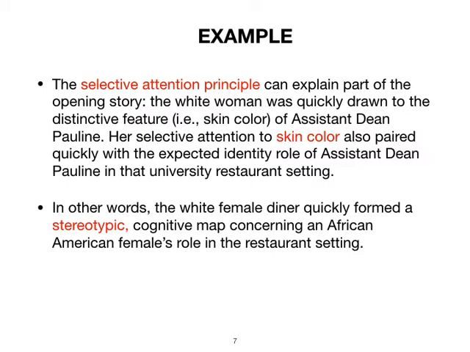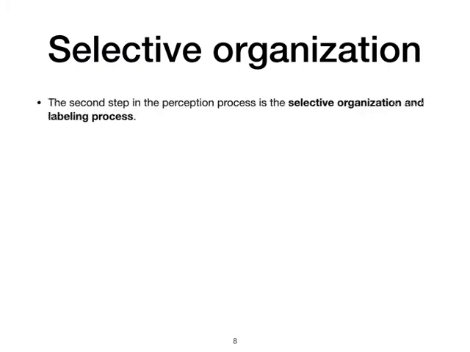Now, this is the selective attention principle: the moment you see, without analyzing, without thinking, you just selected her as someone who will be working there. Now, the second step in our perception is selective organization. The second step in the process is the selective organization and labeling process. This is where you label a person.